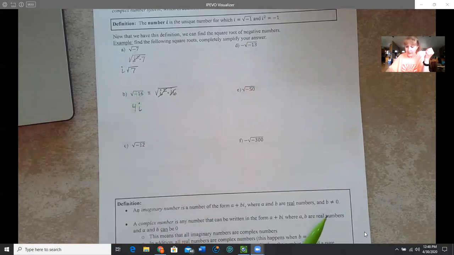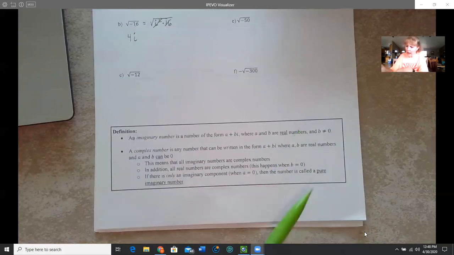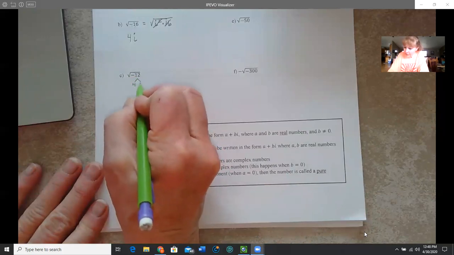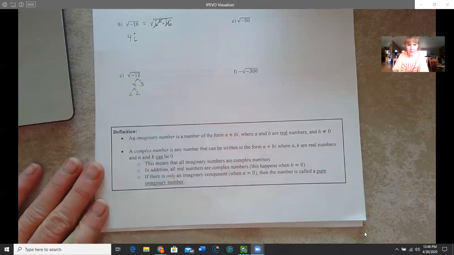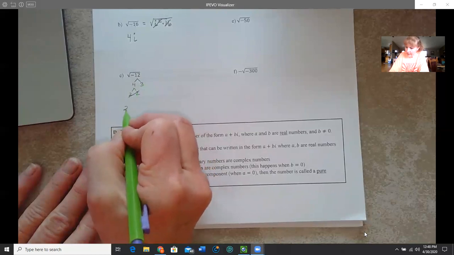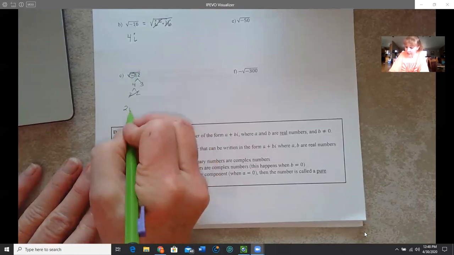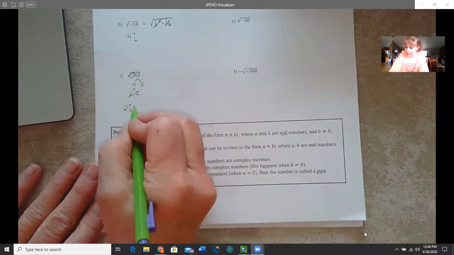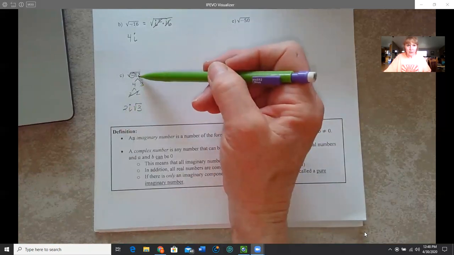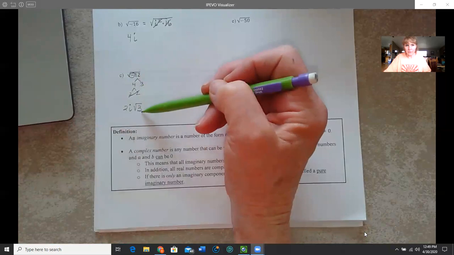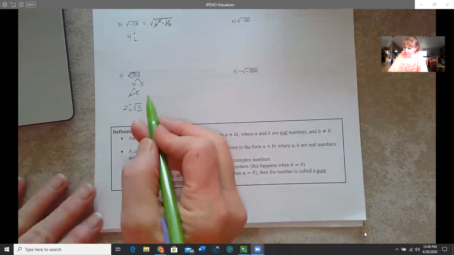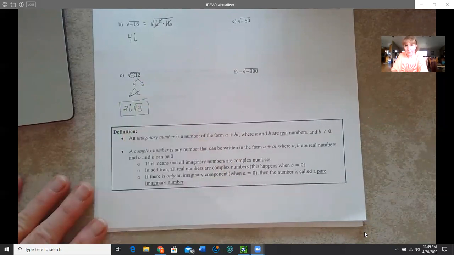All right, let's look at C. I've got a -12. Well, we're going to have 4 times 3. We'll reduce that. So here, the 2's will come out. The negative will come out as an i, but the 3 stays. And so reducing this using an imaginary number, you'll have 2i square roots of 3, rather than no answer because we're in the real number system. So this would be your answer using imaginary numbers.